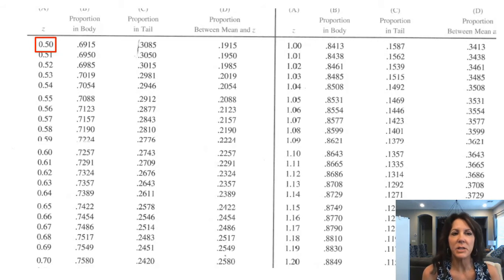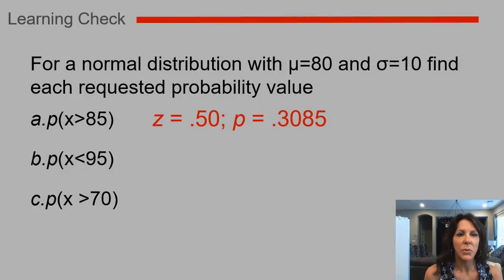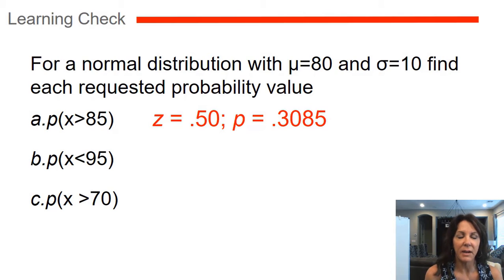Now we know we have a z-score of positive 0.50. We have a sense of the fact that we're going to be looking in the tail area. So we look in column C and we find a proportion in the tail of 0.3085. So I can interpret this by saying that if I have a z-score of 0.50 or if I have a raw score of 85, the probability of selecting a score higher than that in the distribution is 30.85%. Let's take a look at this next one.